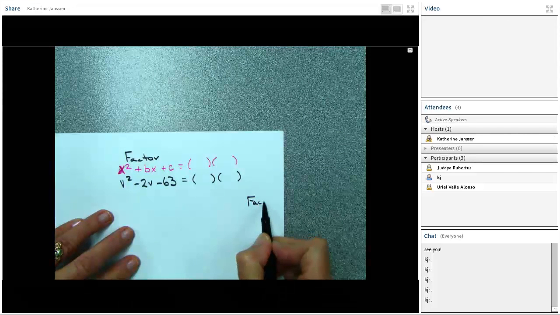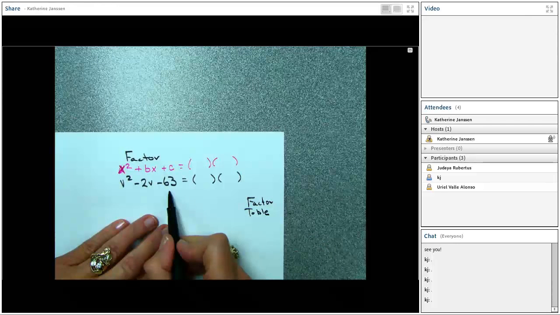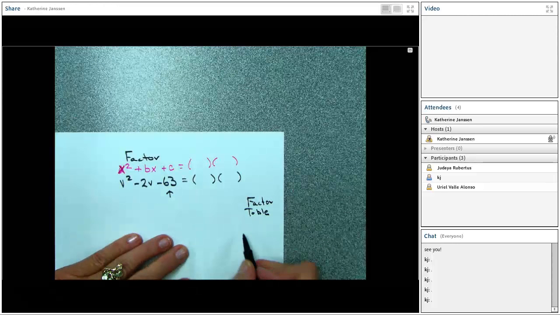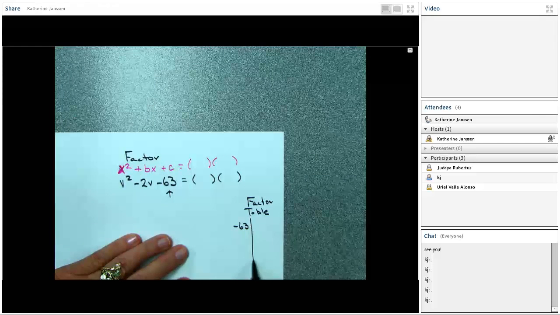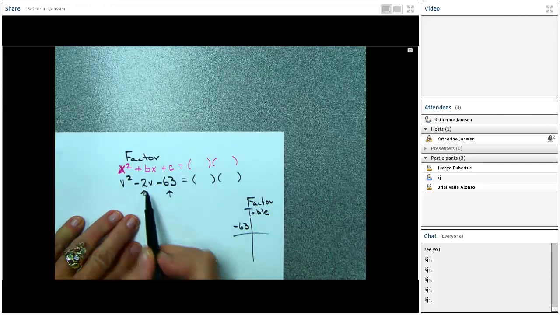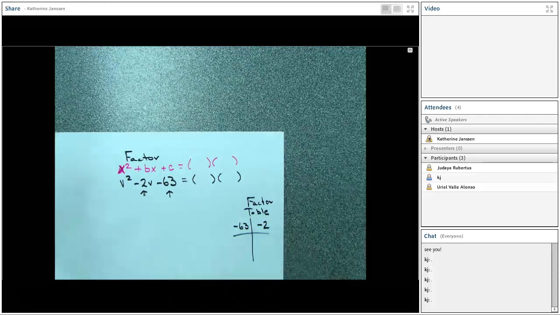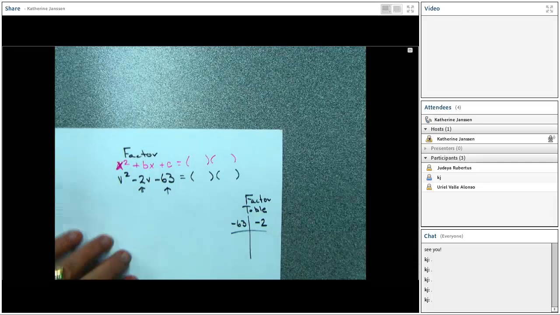We'll build our factor table. And we're looking for factor pairs of the constant, which is the negative 63, whose sum is the coefficient on the middle term, which is a negative 2. This kind of catches people, so sign control: change subtraction to addition and add the opposite. So you know the sign of your term. Otherwise, the sign of your term is kind of wrapped up in the operation of subtraction.